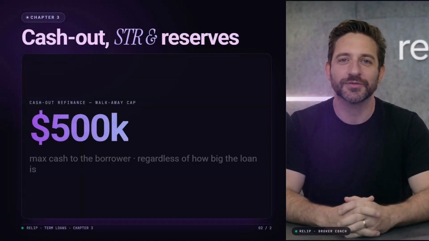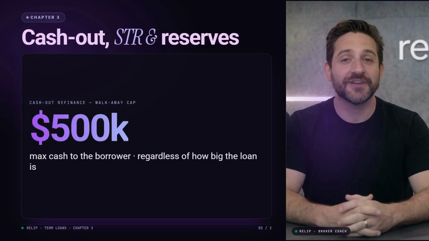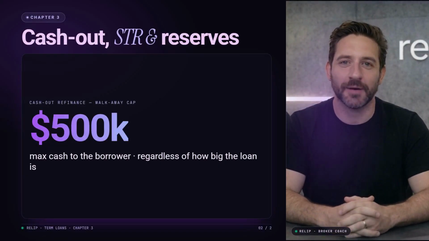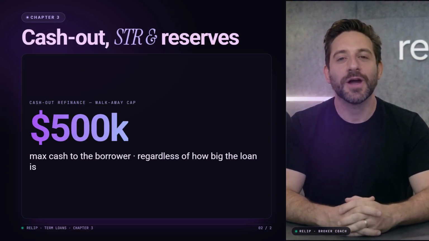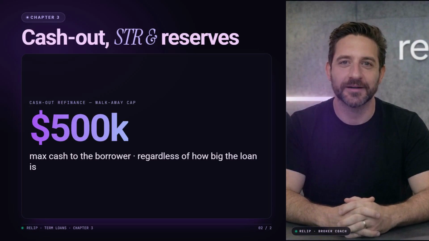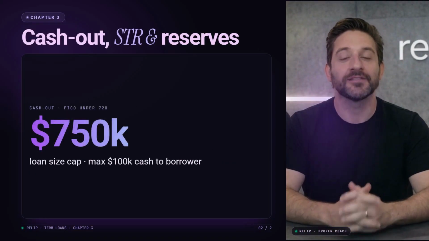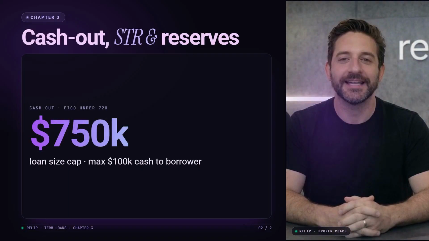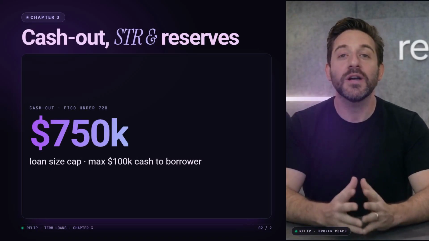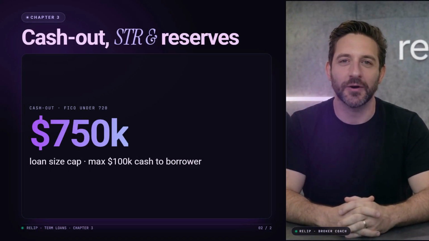Two more rules I want you to remember. If the borrower is refinancing and pulling money out of the property, what's called a cash out refinance, the cash they walk away with is capped at $500,000, no matter how big the loan is. And if their credit is below 720, the total loan size on a cash out is capped at $750,000, with no more than $100,000 of cash to the borrower.